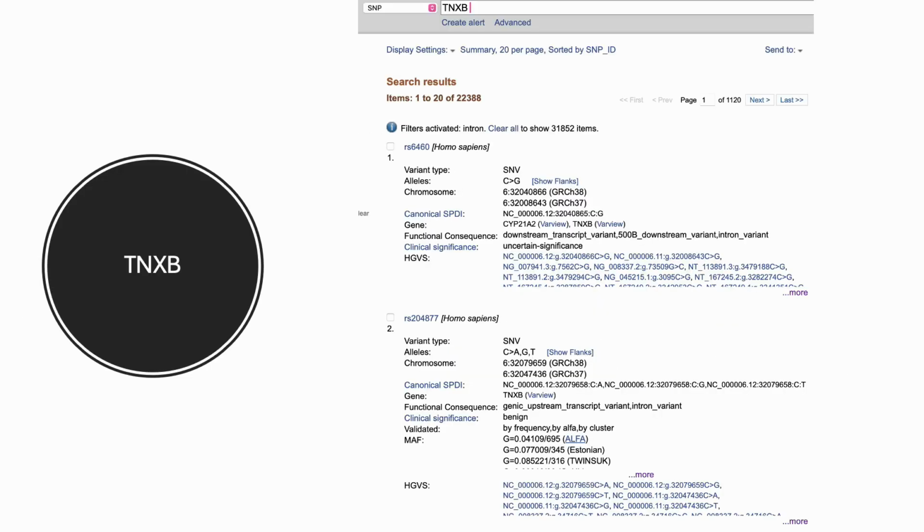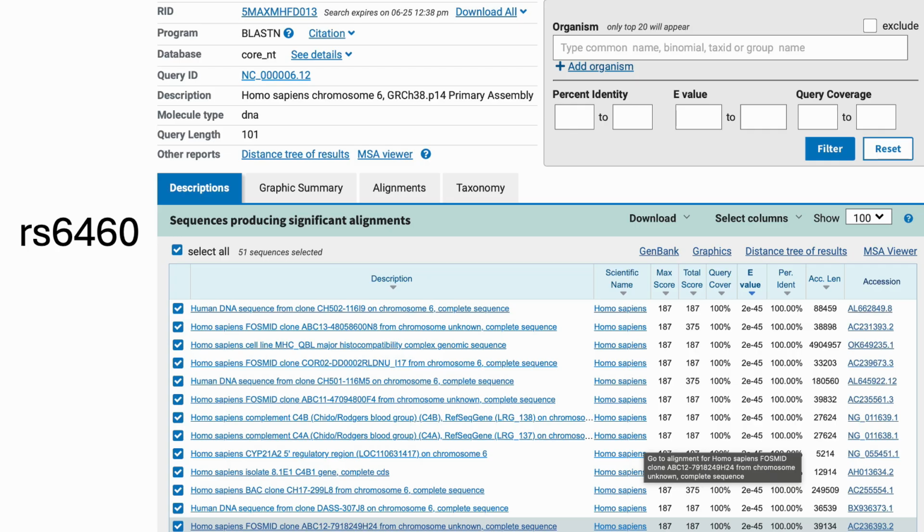Polymorphisms were also investigated using NCBI. In TNXB, there were multiple hits showing intron variants. One of the variants from the previous slide, RS6460, was performed with a BLAST to get different perspectives on polymorphisms. And these were the results.